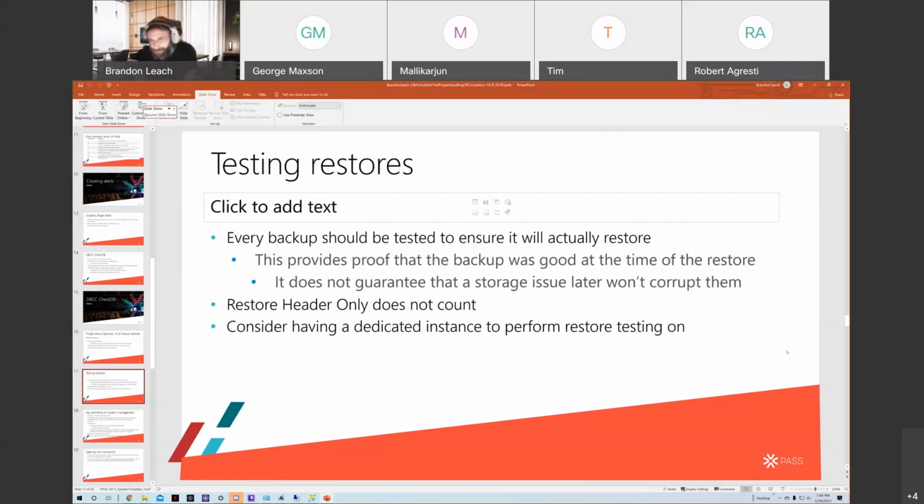So if you do that, you take your backups and you ship them off somewhere else and have something watching that file system. So as soon as the new files are finished writing, it kicks off and it restores that database. Boom. You're going to immediately know that your backup is good, at least as of that moment, right?